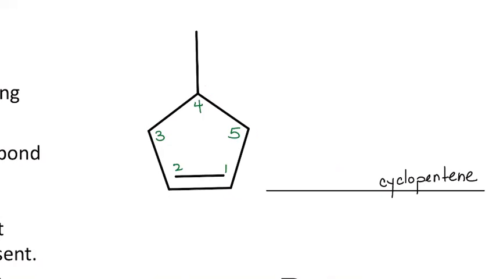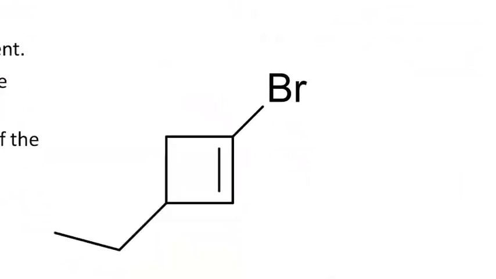So I need to put the location of my substituent, which is on carbon 4. And then I'm going to write the name of my substituent, methyl. And then the next word is cyclopentene. We don't need to put a 1 because it is known that in a cyclic alkene, your carbon-carbon double bond is between 1 and 2. Okay? Let's move on to this example.